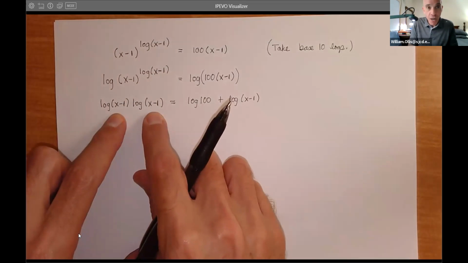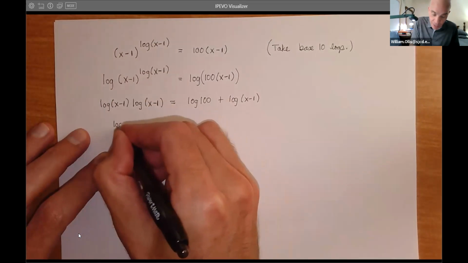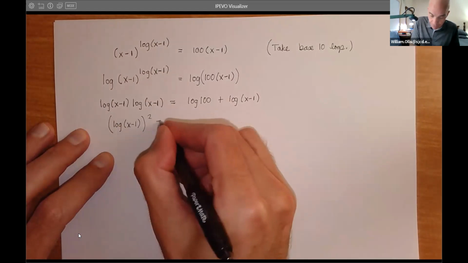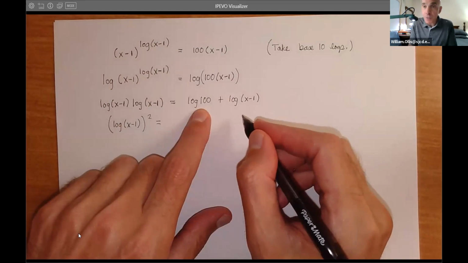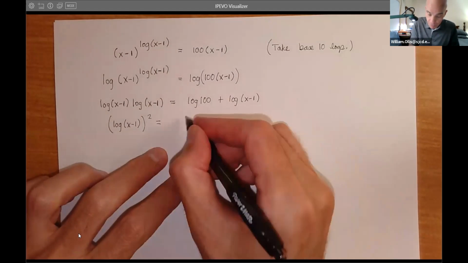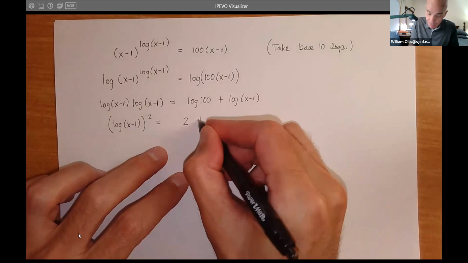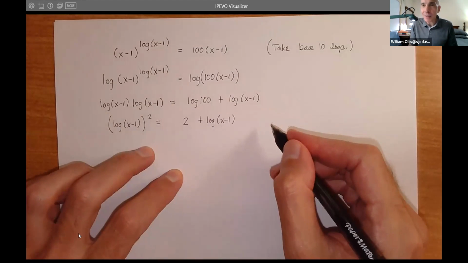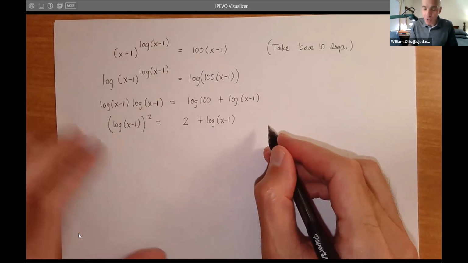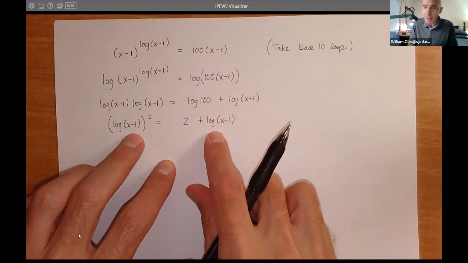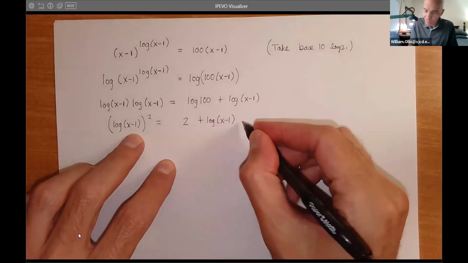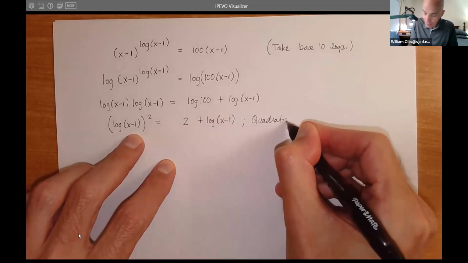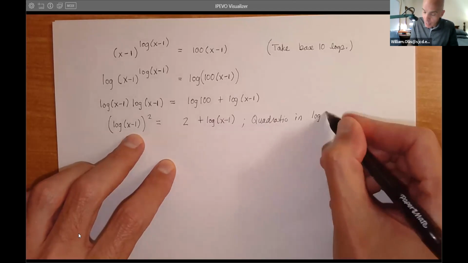Now notice we have 2 copies of this, so we can write it as a square. And of course, this is the power of 10 that equals 100, which is 2. What's the logarithm? Power of the base. So now, WebAssign is always keeping us on our toes. Now we have a quadratic in log of x minus 1. So this is insane, right? So quadratic in log x minus 1.